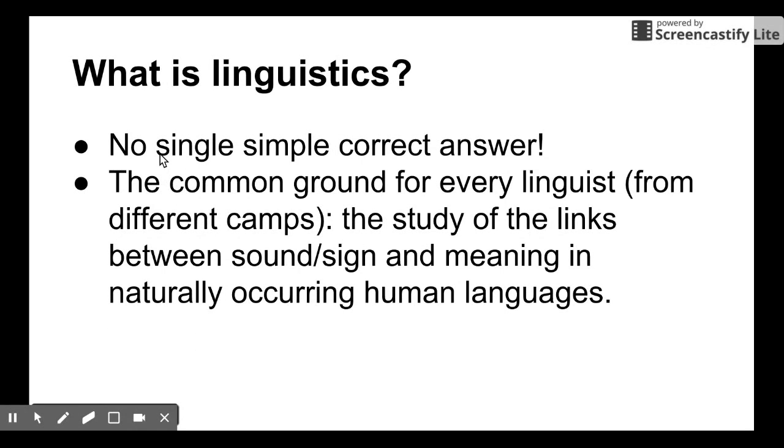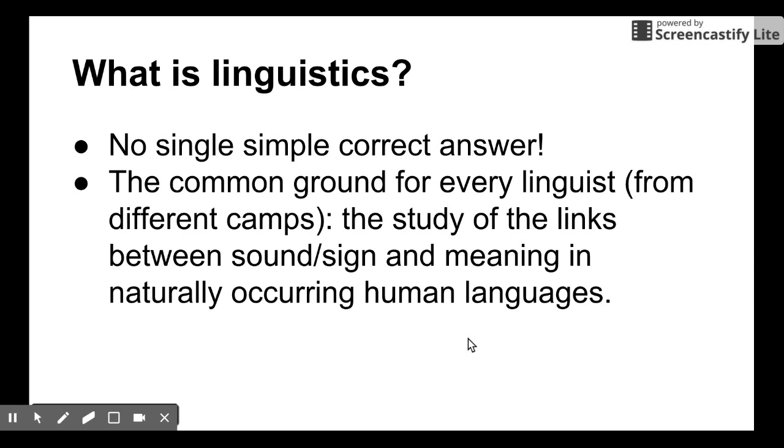So let's talk about what is linguistics now. There's no single simple correct answer to this question, because if you are in a different camp, if you have a different position about linguistics, you will have different answers. But there is a common ground for every linguist. Linguistics is the study of the links between sign or sound and meaning in naturally occurring human languages.